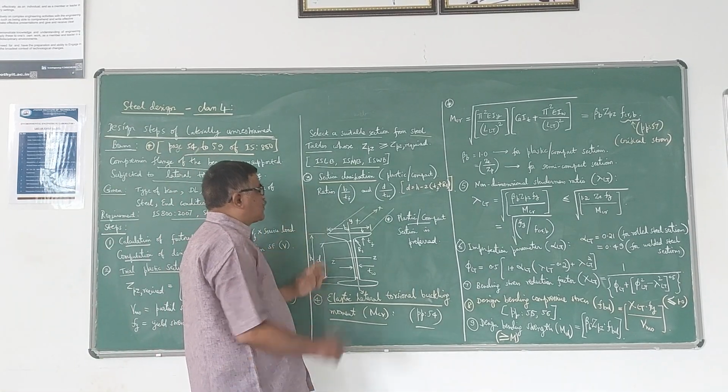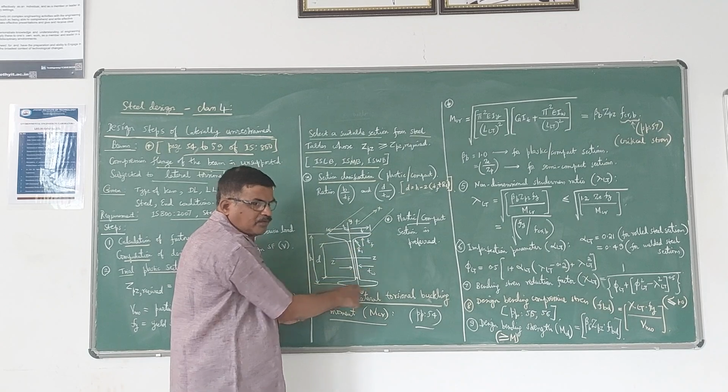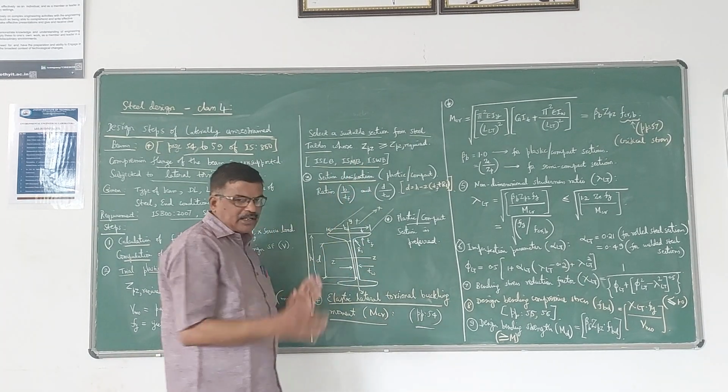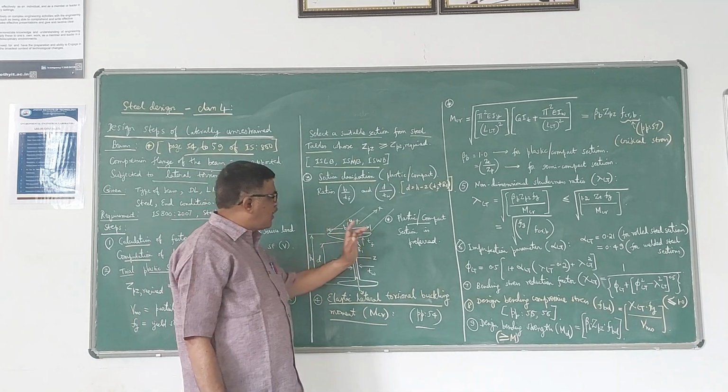Next, the third step, which is written here. After choosing the section, it may be any one of these. You write down the diagram like this and write down the values of all these.